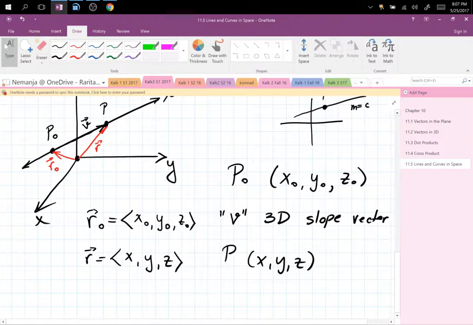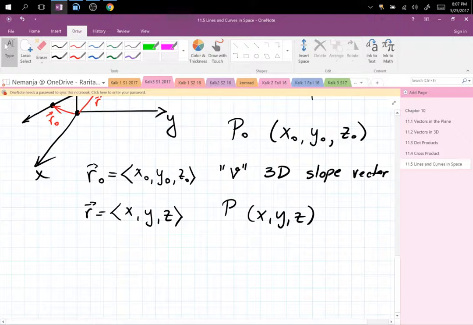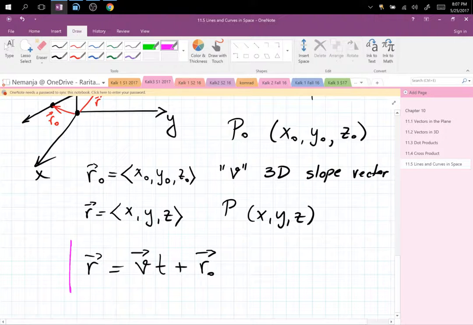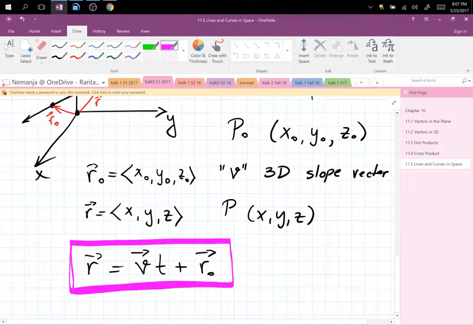So now that we have this idea, don't we know that y equals mx plus b? So y, which is in our case r, is equal to mx, which is v, and we know that the input is t, plus the initial point, which is r0. This is known as the vector equation for the line.